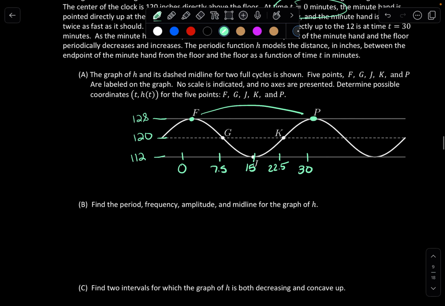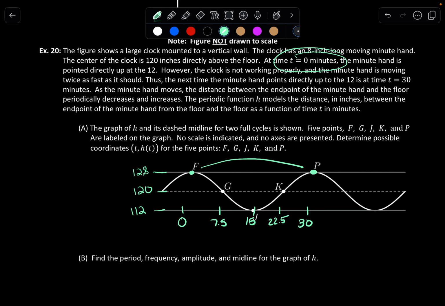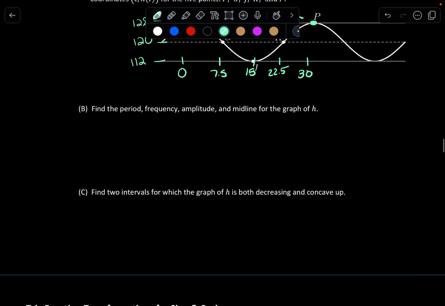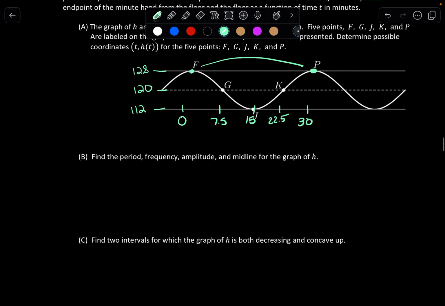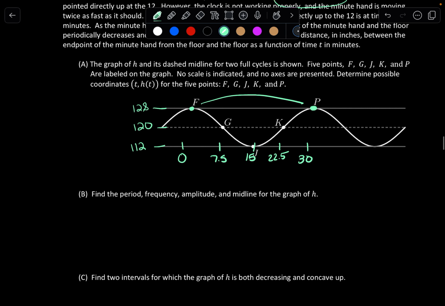What's happening is these FRQ questions have several parts. We did the first 2 parts up top, and now we're doing the next 2 parts because we talked about period, frequency, amplitude, and midline. So part B says find the period, frequency, amplitude, and midline. For the period, we already talked about going from max to max, and it takes 30 minutes to complete one cycle. So that's going to be 30.